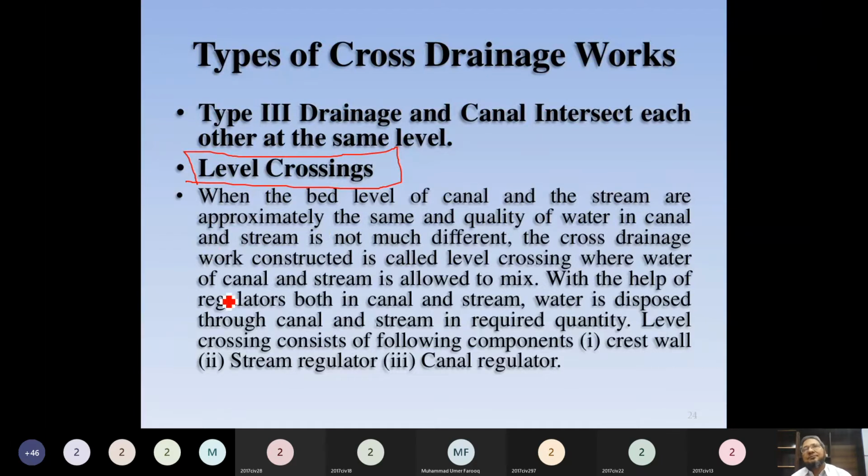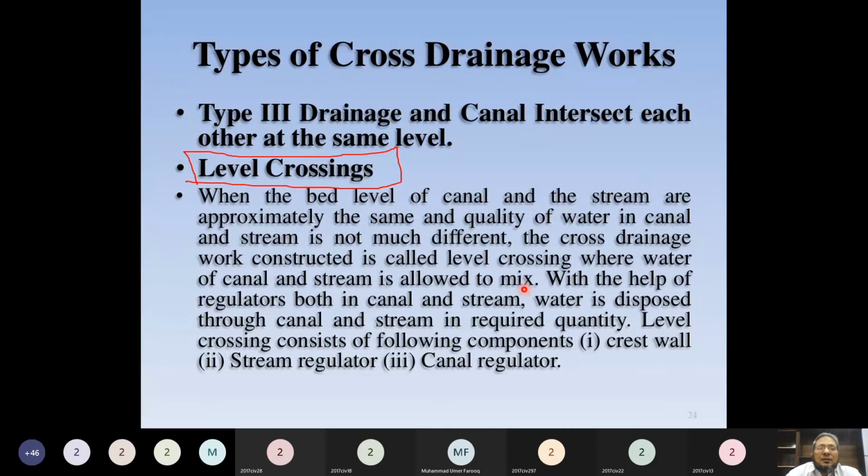So when the bed level of the canal and the bed level of the stream are more or less same, and also the quality of the stream water is same as canal water, then we can intermix canal water in the river water, and the crossing is provided in such a way. Okay, that crossing is called as a level crossing. So let us read whatever is here. When the bed level of canal and the stream are approximately the same, and quality of water in canal and stream is not much different, then cross drainage work constructed is called level crossing. In this, water of canal and stream is allowed to mix.